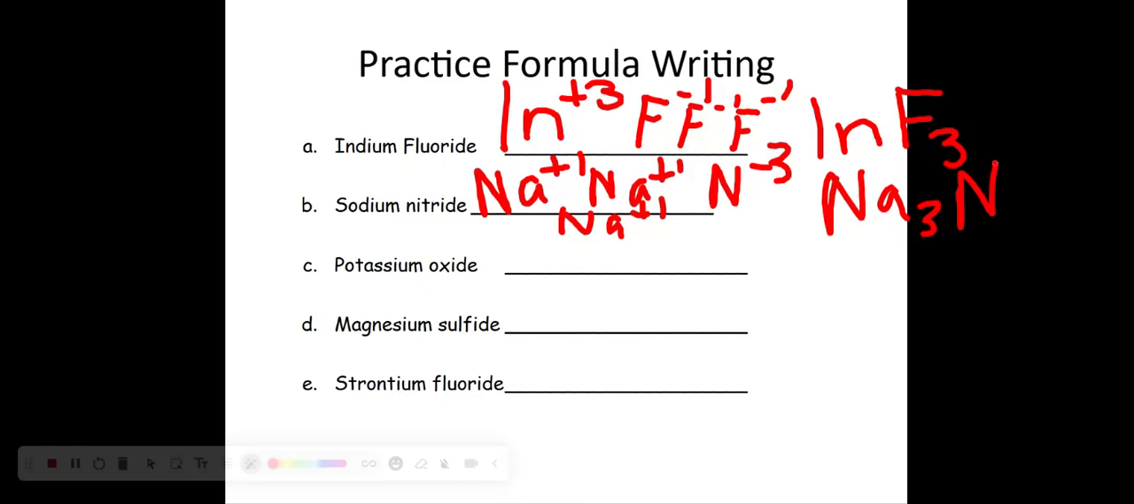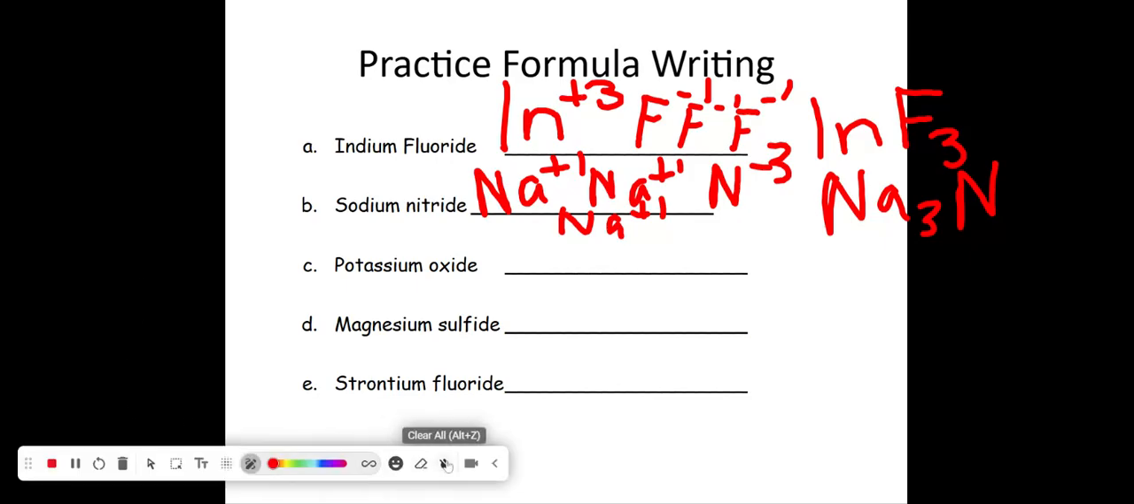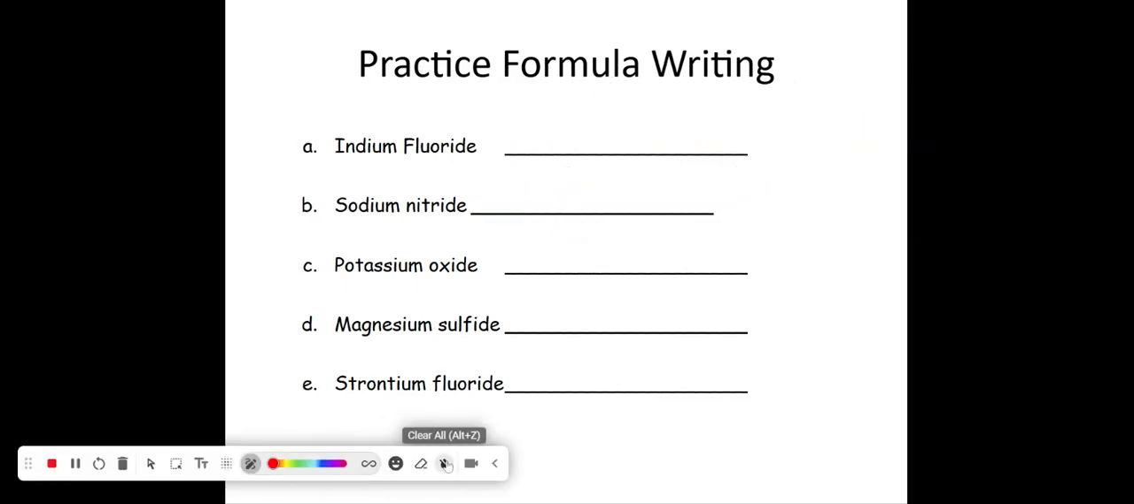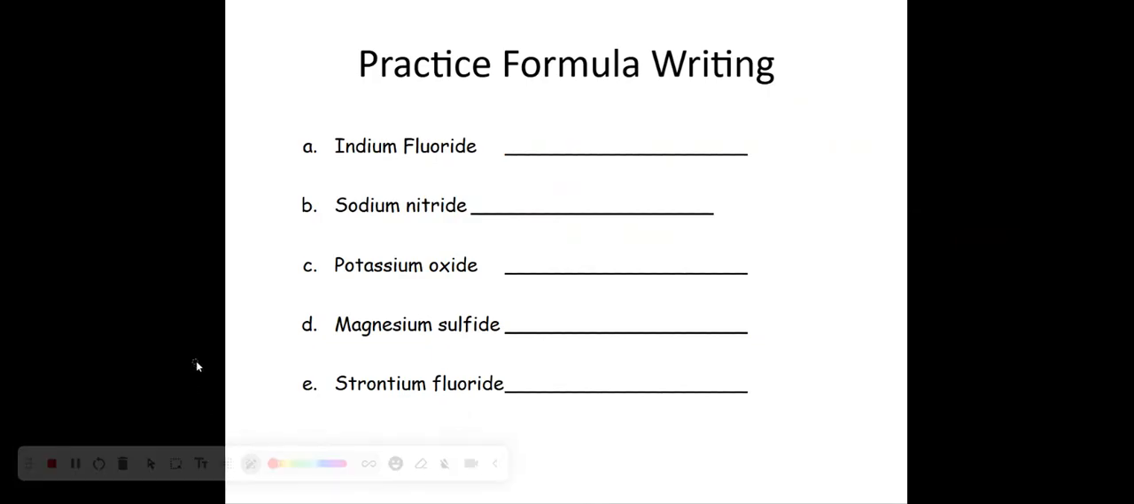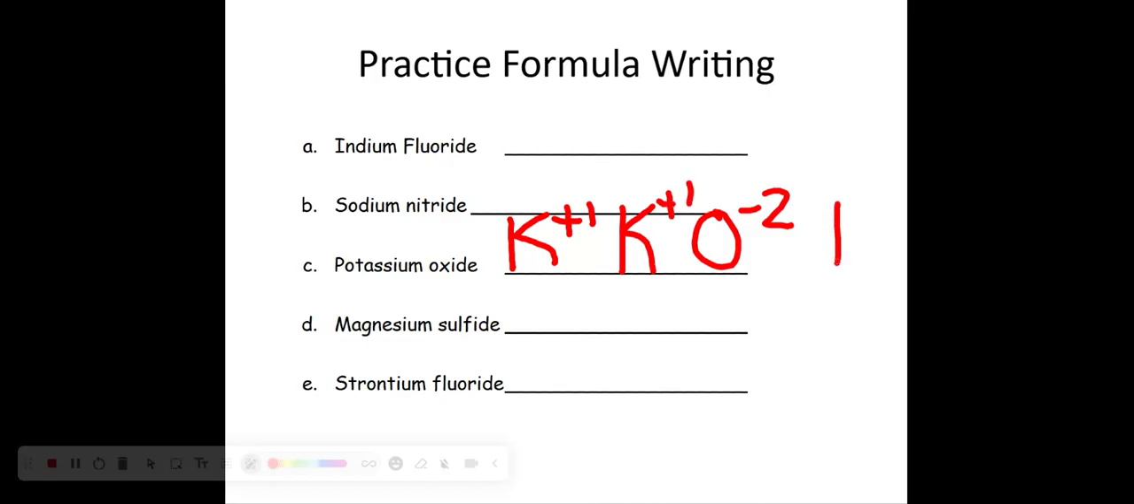Let's go ahead and clear these so that we can have some more room to write and do the next 3. All right, potassium oxide. Potassium's charge and symbol is K plus 1, and oxygen is O with a negative 2 charge. You have a plus 1 and a minus 2. You need another plus 1 to give you a plus 2 to balance out with the minus 2 to make 0. So that would mean you're going to have 2 potassiums and 1 oxygen in your formula.